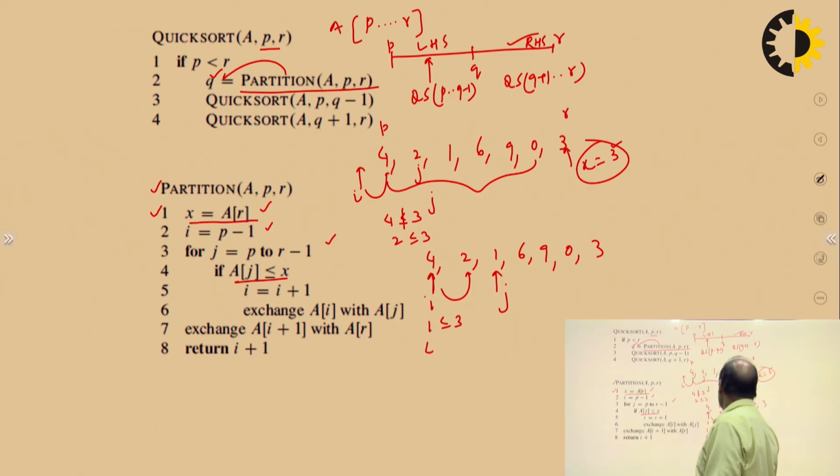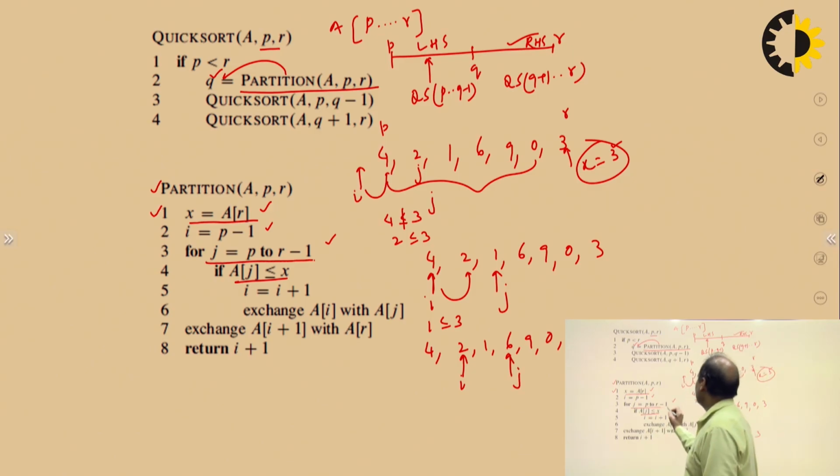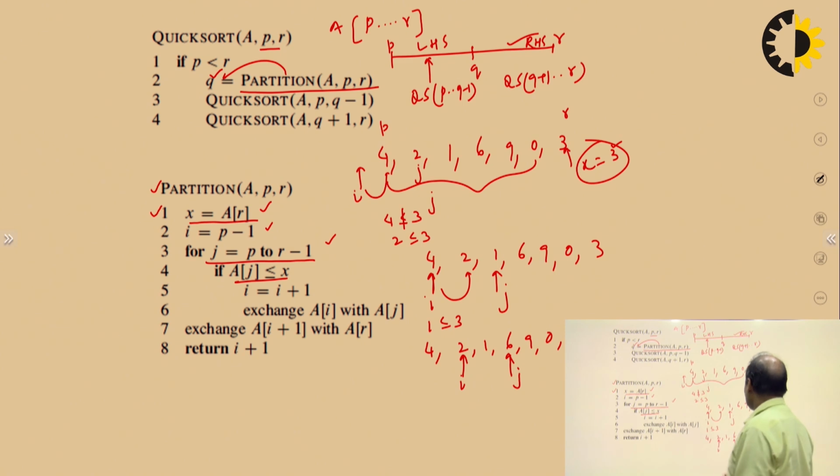Okay. So this is 4, 2, 1, 6, 9, 0, 3, and I is pointing here and J is auto incrementing. You see here, J will go up to this. So I is incremented. Again, 6 less than or equal to 3? No, this is not true. Then again 9, keep incrementing, 9 less than or equal to 3? No. Now 0 less than or equal to 3, yes. So in this situation, I will increase, right?